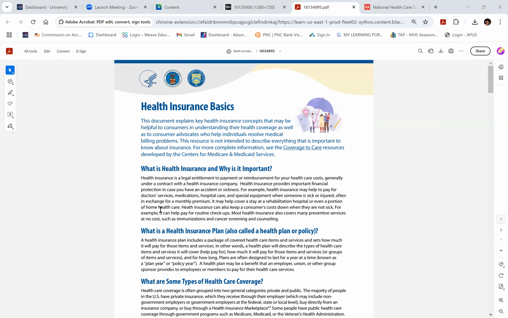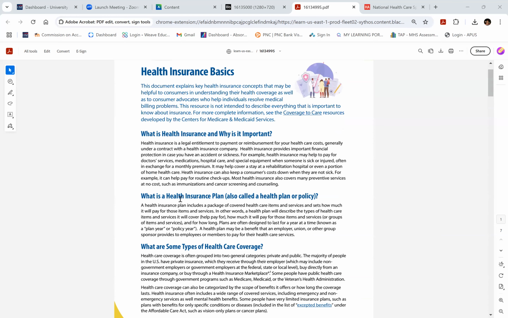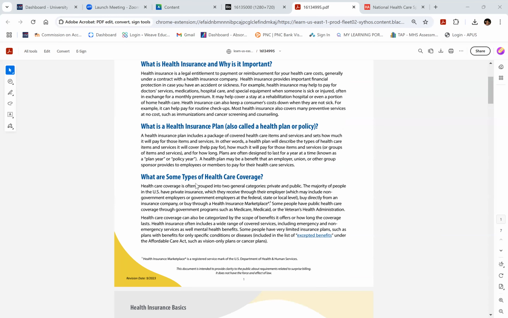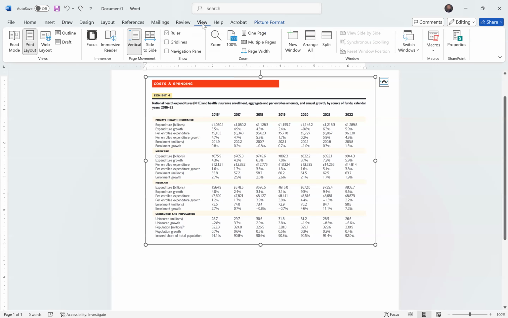So how does insurance in the United States work? I'd like you to review this document on your Blackboard site. It talks about why it's important and what types of coverage there are. The most basic thing is healthcare coverage is grouped into two general categories, private and public. I'm going to share another document here that talks a little bit more in depth about this from our perspective.